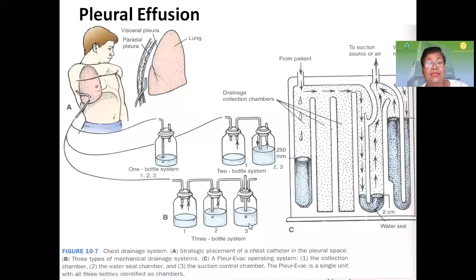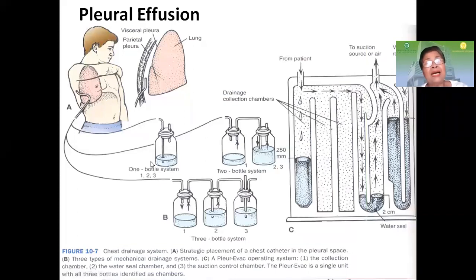Over here on the right, no? So this is 3-in-1 na, 3-in-1. So we call this plurivac suction, a single unit with all 3 bottles identified as chambers. Anyway, kadalasan na makikita nyo sa hospital, especially the government hospital, is the 1 bottle, 2 bottle, or 3 bottle system. Okay? Nung pamangkin ko ay na-confine sa lung center, so she has the 2 bottle system.